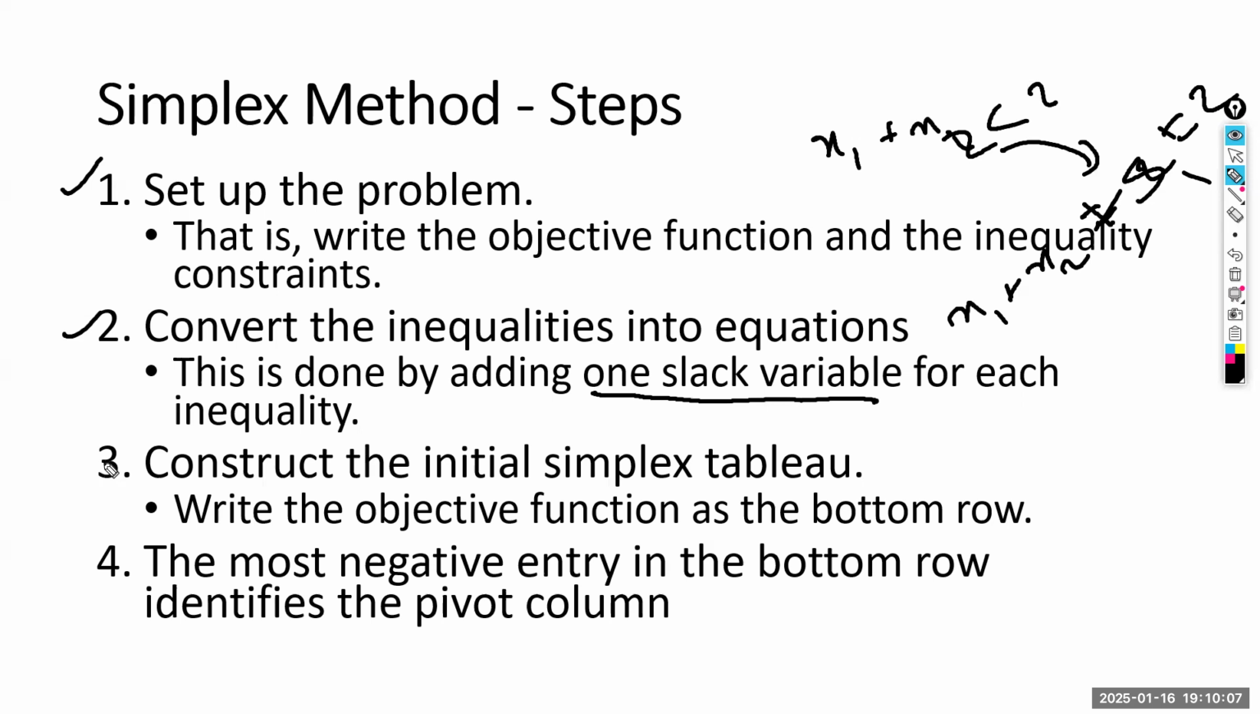Then construct the initial simplex tableau. It's like a table. Write the objective function as the bottom row. So first you write the constraints, then the objective function, but with these slack variables now, because now these are equations. Don't worry, we will do an example. Then the 4th step, the most negative entry in the bottom row identifies the pivot column. So now you think of it like a matrix.